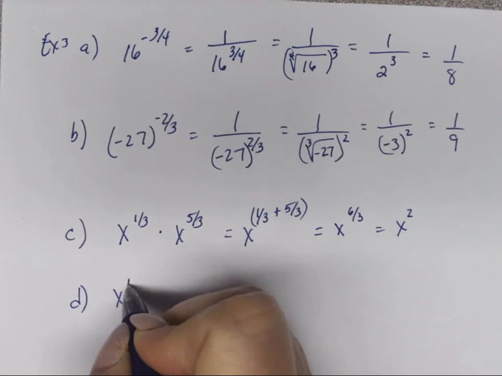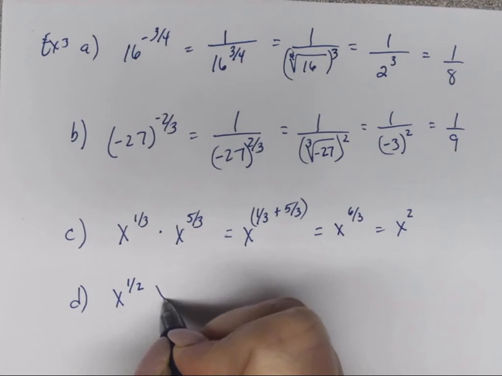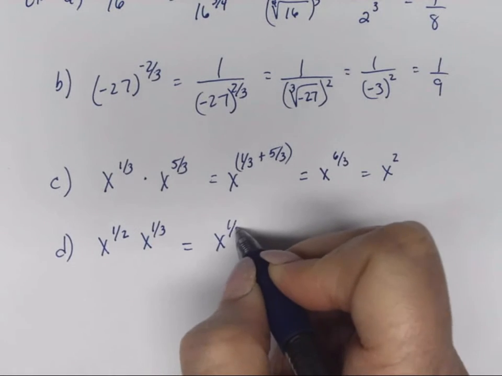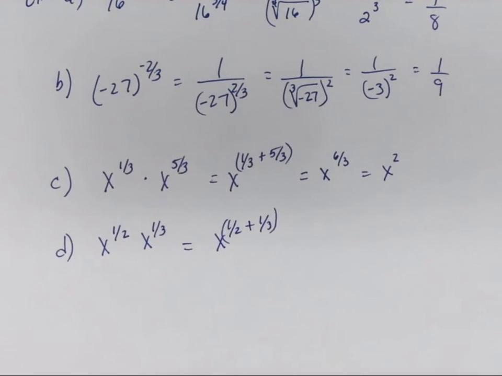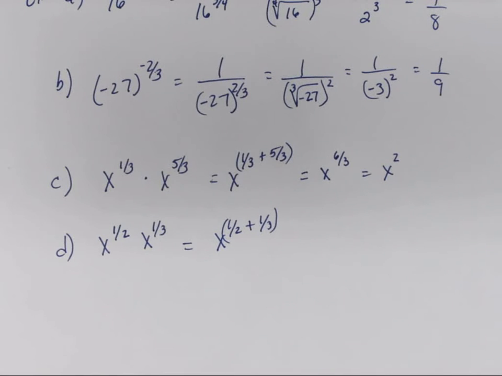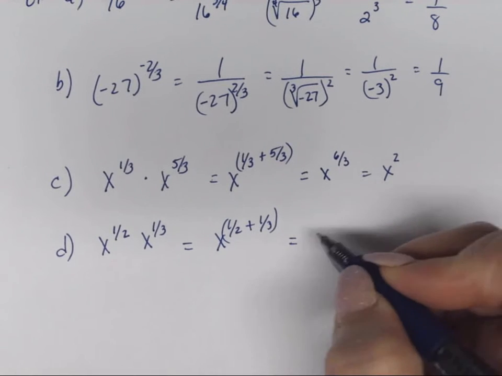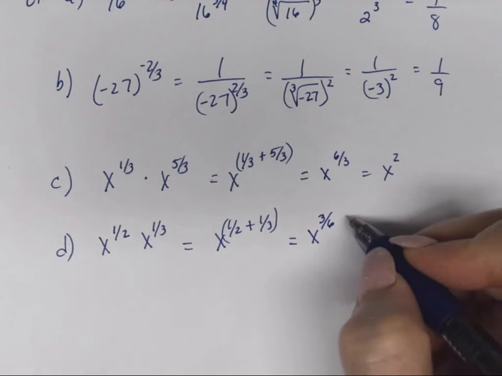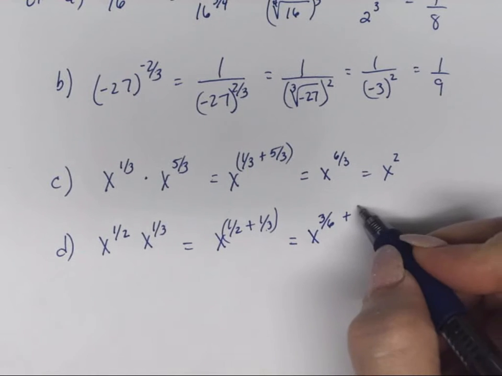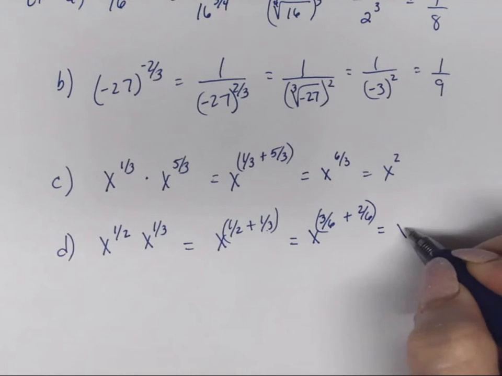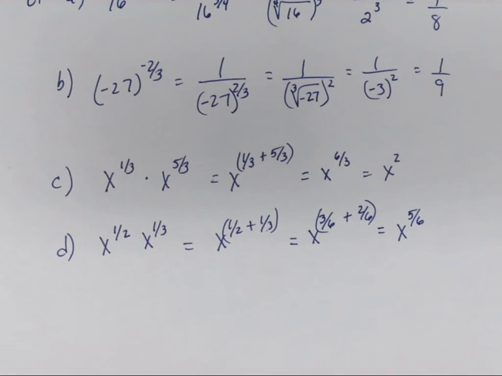For this example, we have x to the 1/2 times x to the 1/3. Again, we're going to add our exponents, so this will get us x to the 1/2 plus 1/3. The difference here between here and here is that here we had a common denominator and here we do not. So we need a common denominator. So the common denominator between 2 and 3 will be 6. So x to the 1/2 is the same thing as 3 over 6. And 1/3 is the same thing as 2 over 6. Now we can add those together and we get x to the 5 over 6.